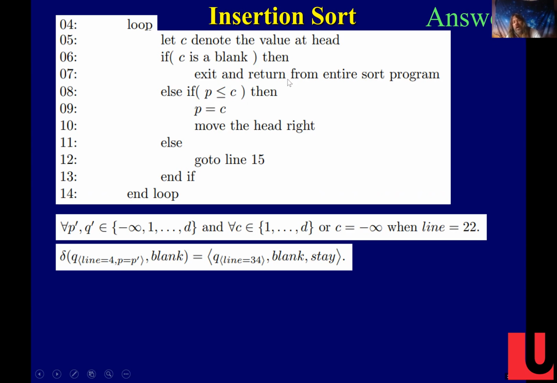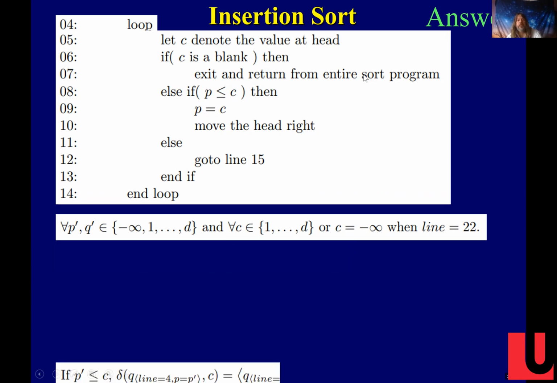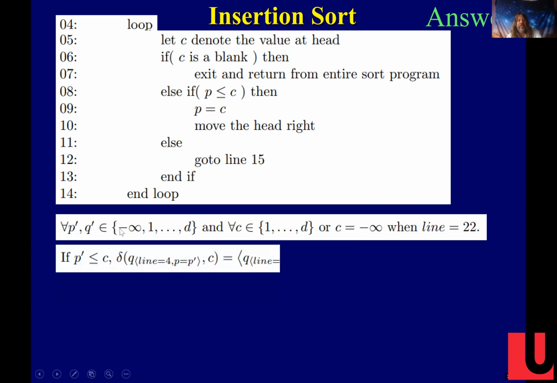In one case, I exit. So I come over here. And what's in another case? Well, here's a case. Suppose I'm in this state with some p prime, and I'm looking at some character c, and that c is bigger or equal to p prime, right? I know what state I'm in, so I know the name of the state, and the state I'm in has the name with some value p prime. And I know what character I'm reading. I'm reading some c. So I can say, where do I go next?